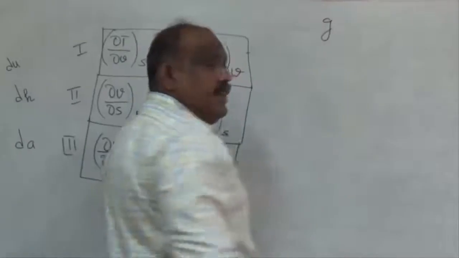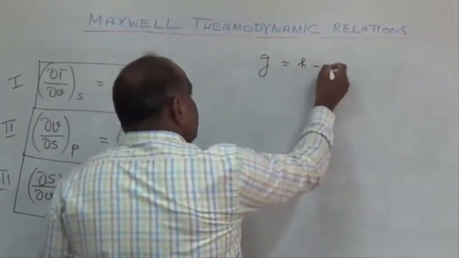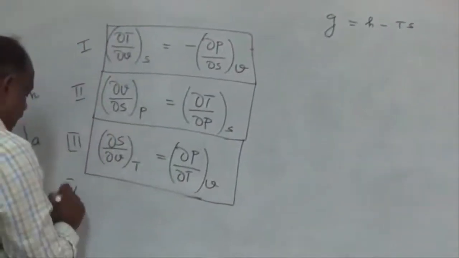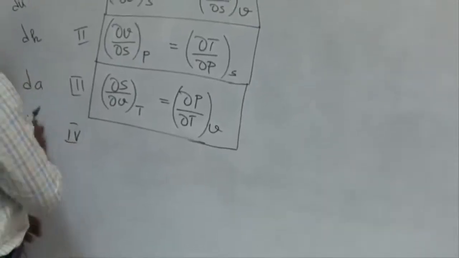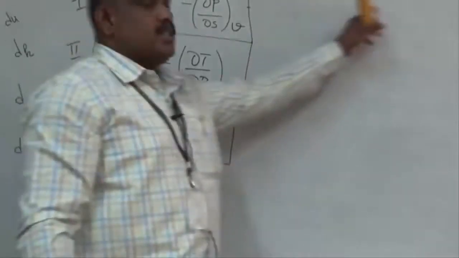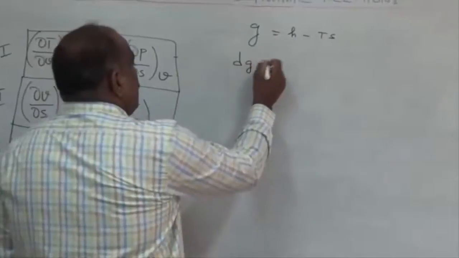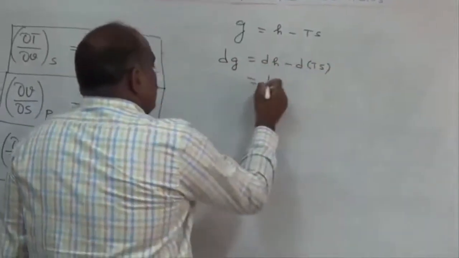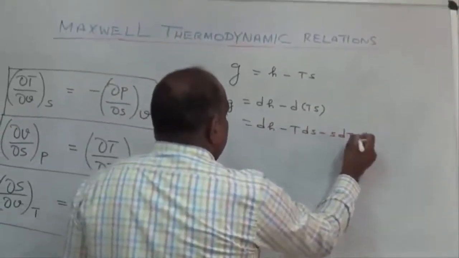So G is nothing but Gibbs free energy, which is given by H minus TS. If I derive the relation with respect to dG or G, it is nothing but my Maxwell's fourth relation. So G equal to H minus TS. I will make it fast because I hope you can understand. dG equal to dH minus d of TS. So dH minus T into dS minus S into dT.